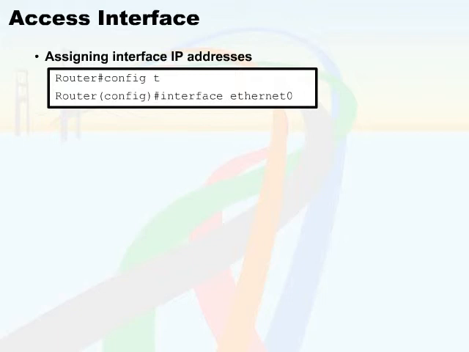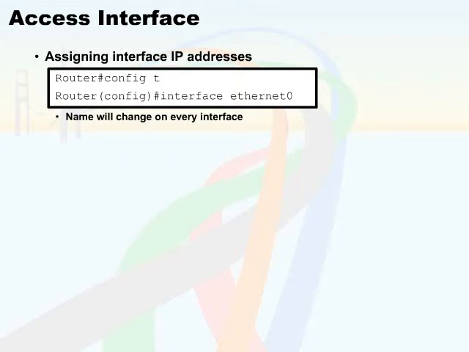I can type it out, interface, whatever the type of interface is, and whatever the number is. In this case, Fast Ethernet 0/0. If I change to Fast Ethernet 0/0, I'm going to be sitting on the first Fast Ethernet interface on my router. Now realize that this particular name is going to change on probably every router that you sit down at.